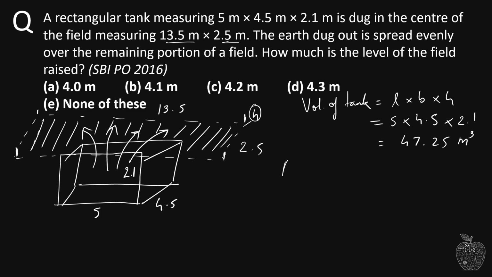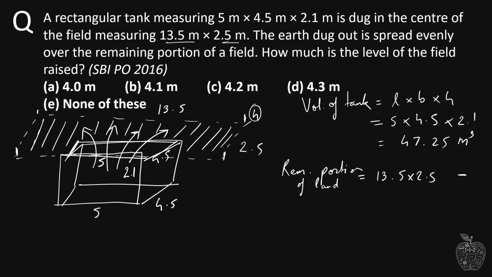Now what is this remaining portion of land? How do we calculate it? First, we get the area of the entire land, which is length into breadth, so 13.5 into 2.5. Then we subtract the rectangular portion that was dug out. Its length is the same as the length of the cuboid, 5, and its breadth is also the same, 4.5.